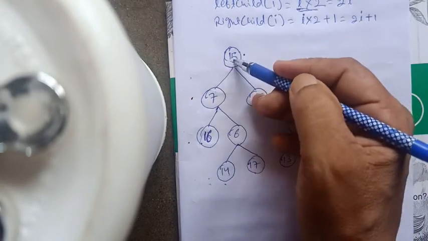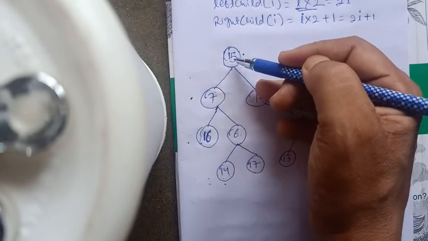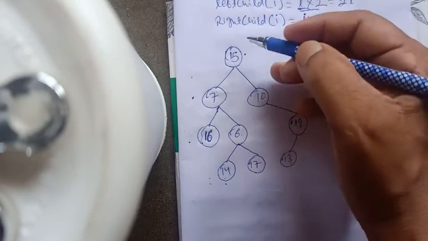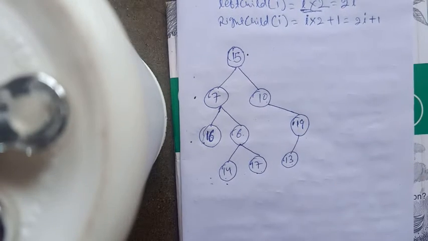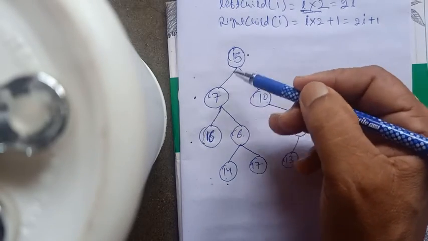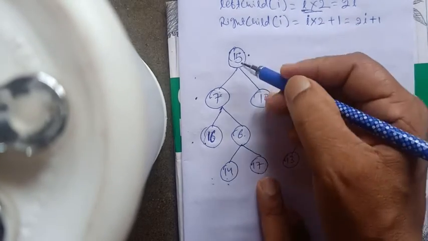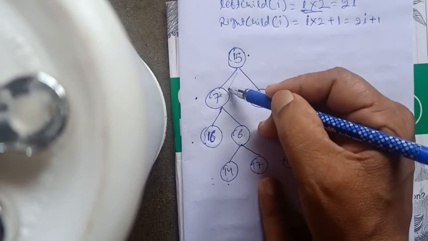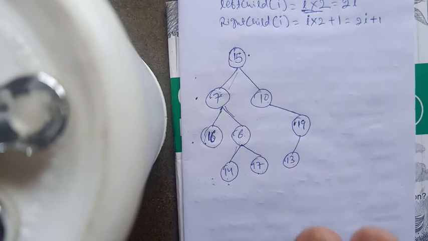Either we can say 15, 7, 6, 14 could be a longest path, or 15, 7, 6, 17 could also be a longest path, or 15, 10, 19, 13. So these are the 3 longest paths whose lengths are equal. How many nodes are there? 1, 2, 3, 4 in this path. Just take a single path. In this path, there are 4 nodes, so we say height is 4.